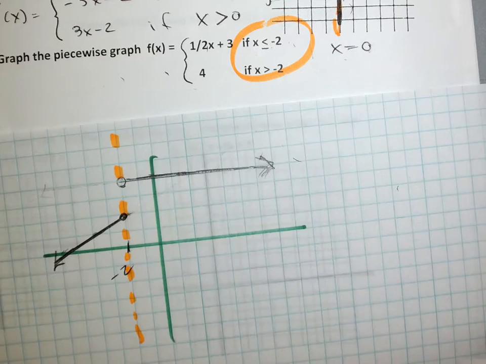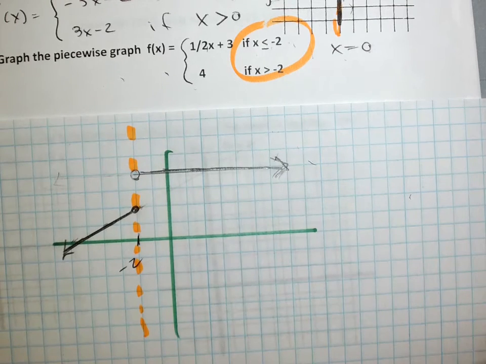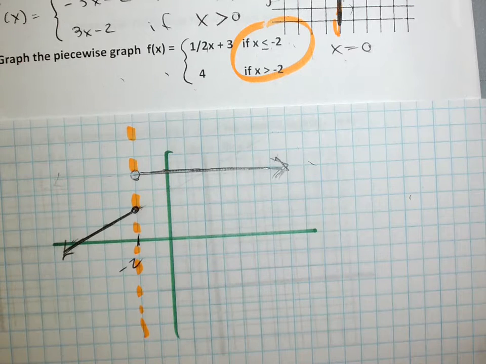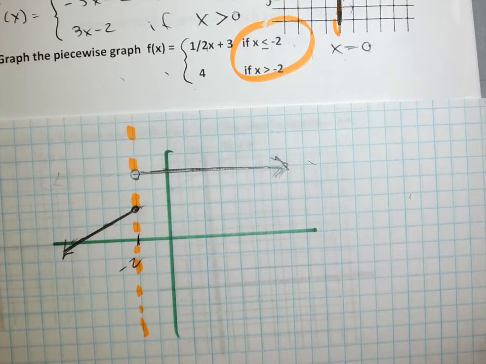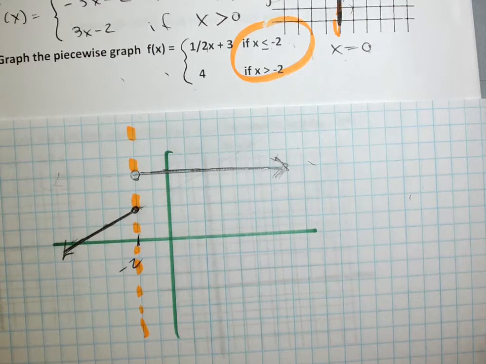Okay. Coco. So, would y equals 4 when it's greater than -2 be a line or a ray? Oh, interesting question. It is a ray.